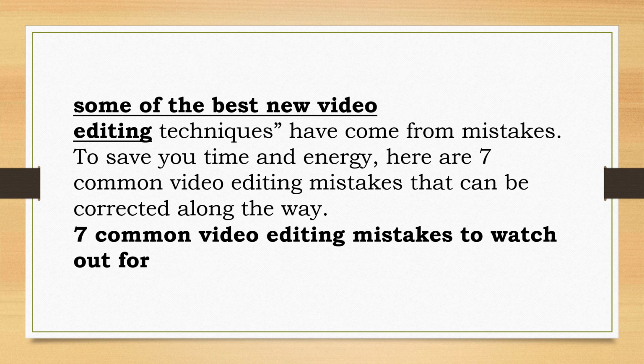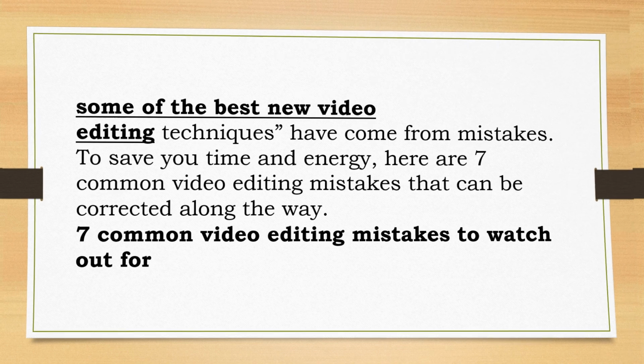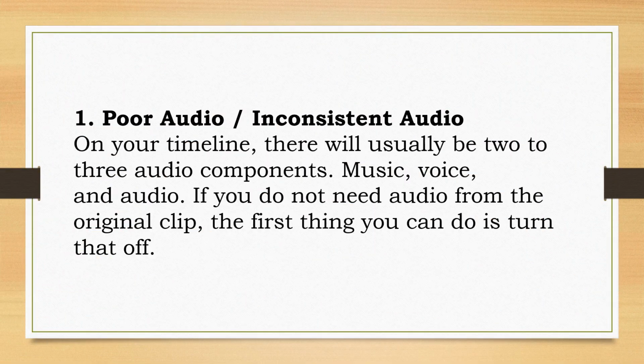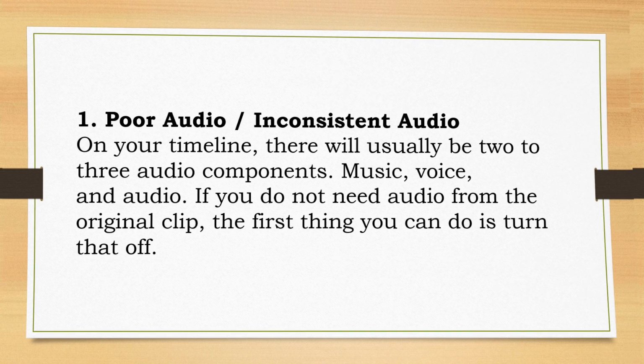7 common video editing mistakes to watch out for. 1. Poor audio, inconsistent audio. On your timeline, there will usually be 2 to 3 audio components: music, voice, and audio. If you do not need audio from the original clip, the first thing you can do is turn that off.